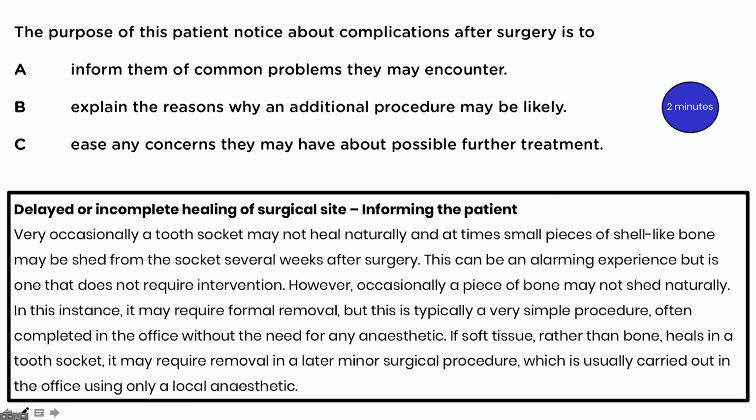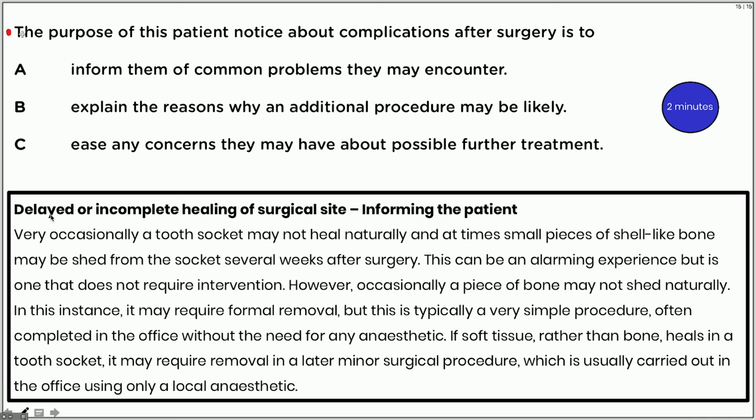All right, so let's read that question prompt. It says, the purpose of this patient notice about complications after surgery is to what? In other words, what is the purpose of this statement here? So let's read it. It says, delayed or incomplete healing of surgical site, informing the patient. Very occasionally, a tooth socket may not heal naturally, and at times small pieces of shell-like bone may be shed from the socket several weeks after surgery. This can be an alarming experience, but is one that does not require intervention.